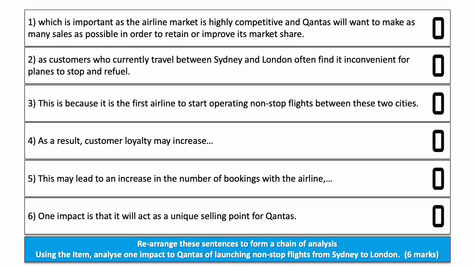So one impact is that it will act as a unique selling point for Qantas. So remember, we're looking at the impact to Qantas of launching non-stop flights from Sydney to London. So it's going to act as a USP. So this is how it's linked to the advanced information, this question, in terms of product differentiation.